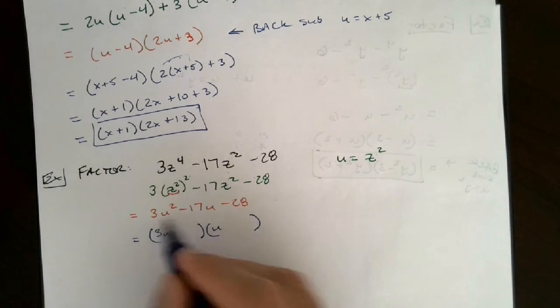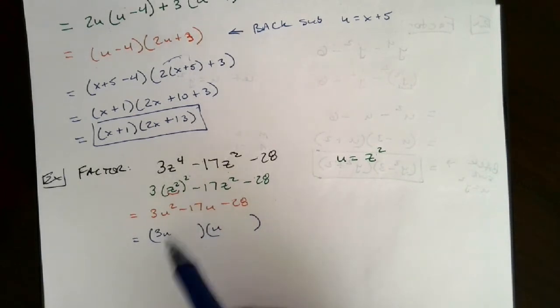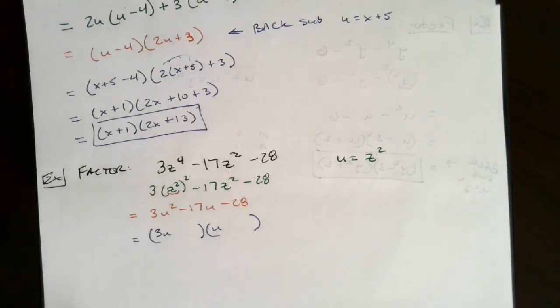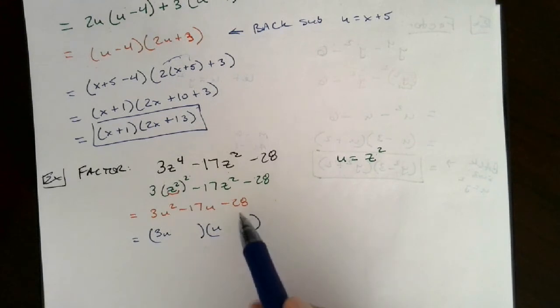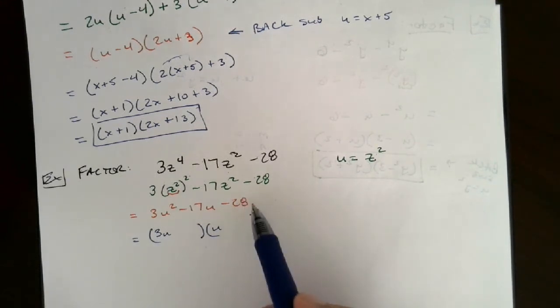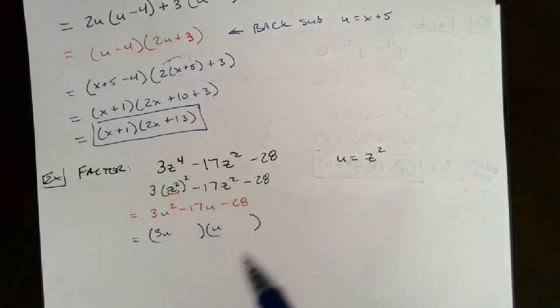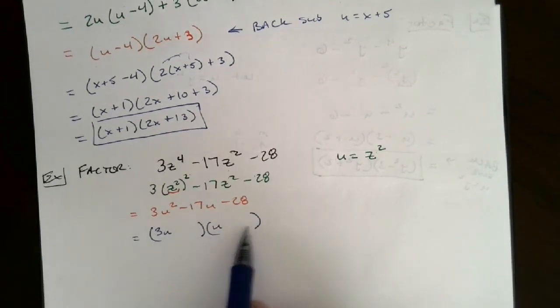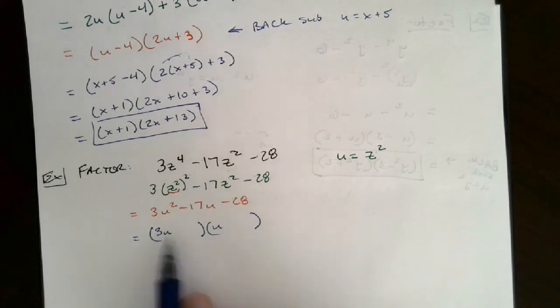So I know for the first part, remember this comes from undoing FOIL, like reverse foiling. 3u times u gives me the 3u squared. It's the only way we can get that from factoring. So I know it's 3u and u. To fill in the other parts of these factors, you want things that multiply to negative 28. Now you don't want to just say adds to negative 17. What you really want to say is it multiplies to negative 28, and then when you try the trial and error part, when you're testing the middle terms, they should combine to give you a negative 17u. In other words, when you're testing the middle terms and you FOIL.